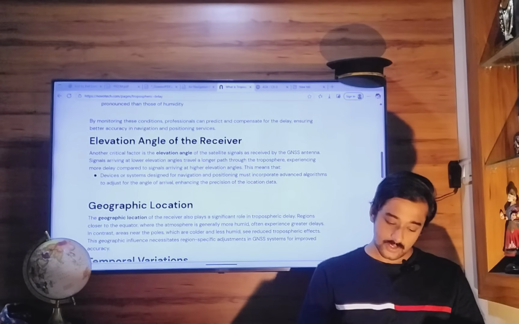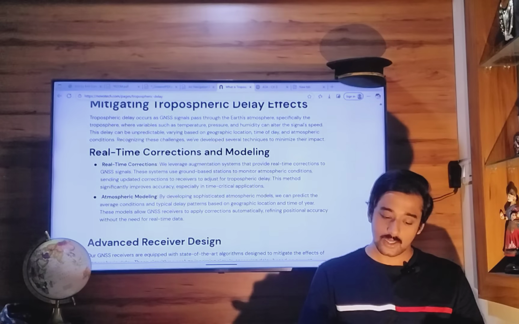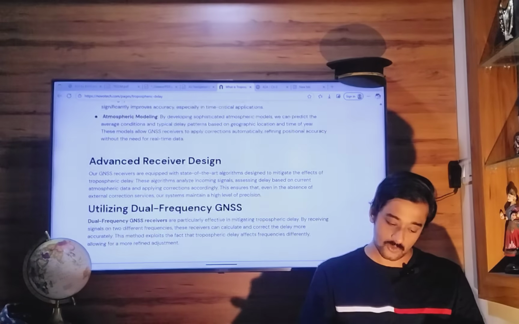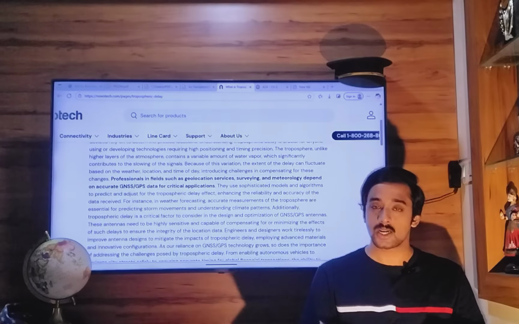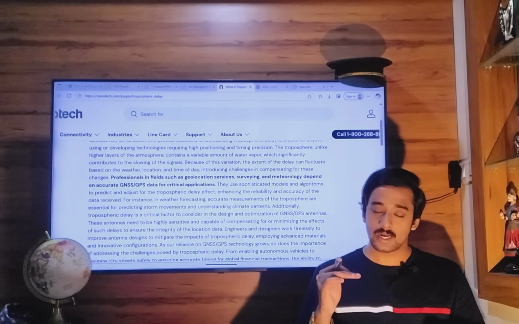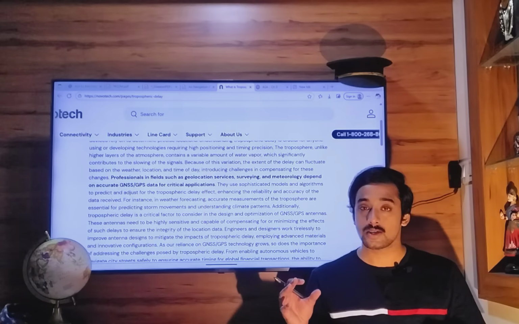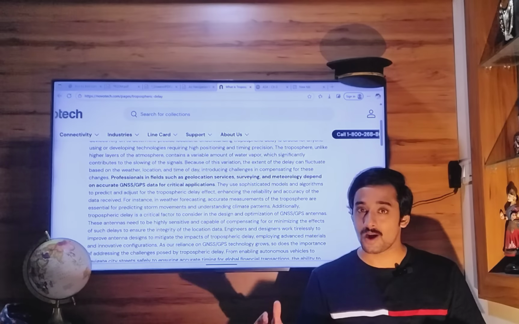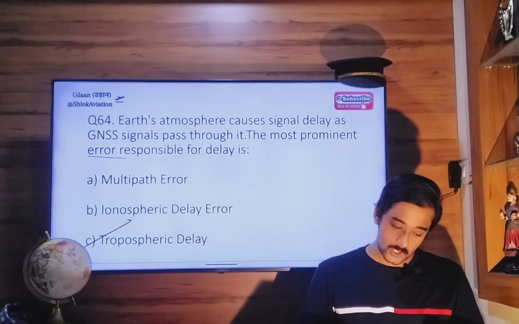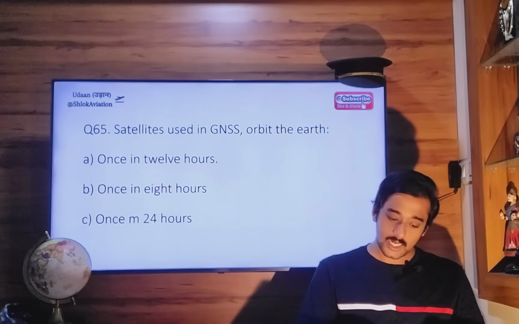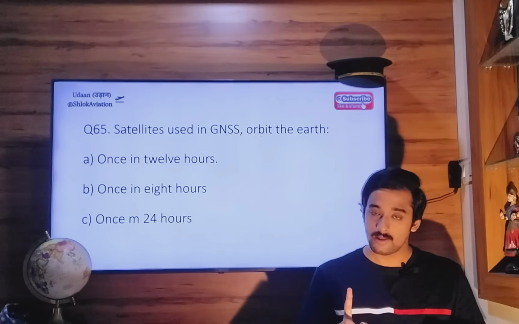Okay, so then here they have given the techniques used to mitigate these effects of tropospheric delay. You need not know everything by heart, but just remember this first introductory part. Tropospheric delay causes slowing down of signals. Tropospheric delay is caused by humidity in the atmosphere. Okay, so tropospheric delay.